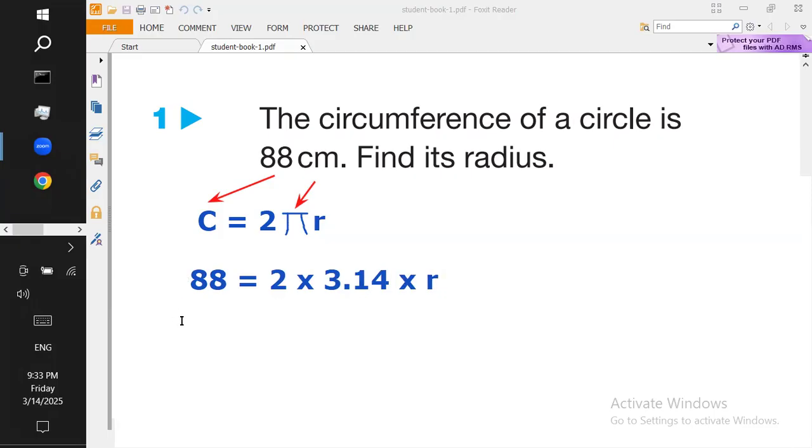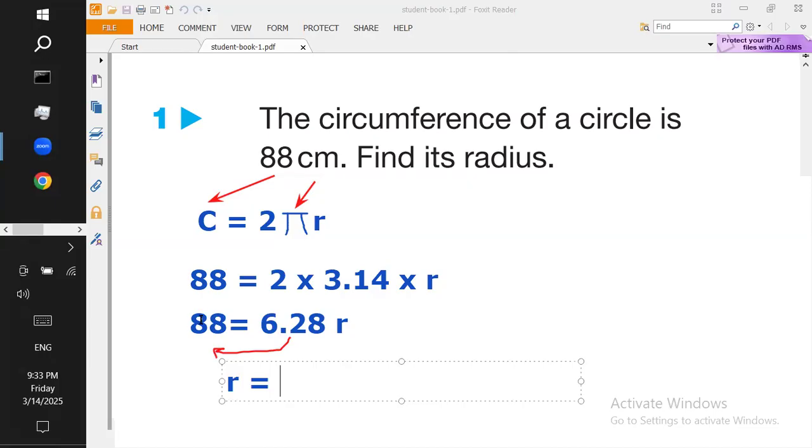Now I can do the calculations. So 88 equals 2 times 3.14, which is 6.28. 6.28r because it's multiplied by r. Now I'm going to take the 6.28 to the other side by dividing because it's multiplied. So the r will equal what? Very good. The r will equal 88 divided by 6.28.